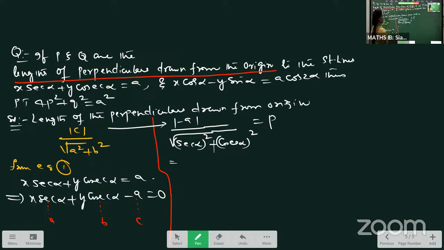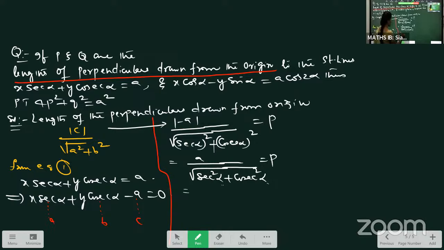Then inside the mod, whenever there is a minus, that minus will be gone. Then A by root over secant square alpha, and this will become cosecant square alpha. Generally, the mistake people make here is writing secant square alpha square. Only secant will be squared and cosecant will be squared. Whenever you write a trigonometric term with square or cube or any power, only that trigonometric term will be squared, and the values beside it will not be squared or cubed.